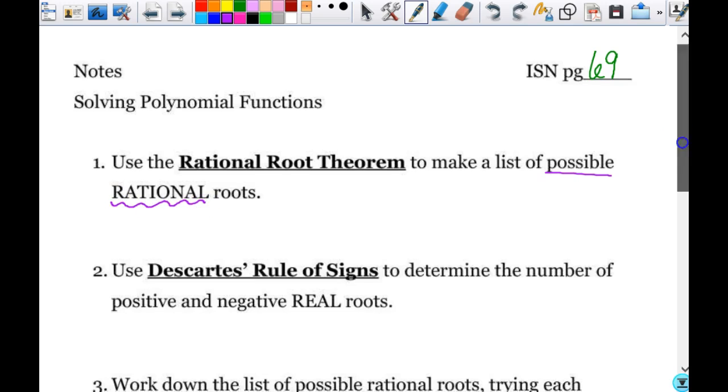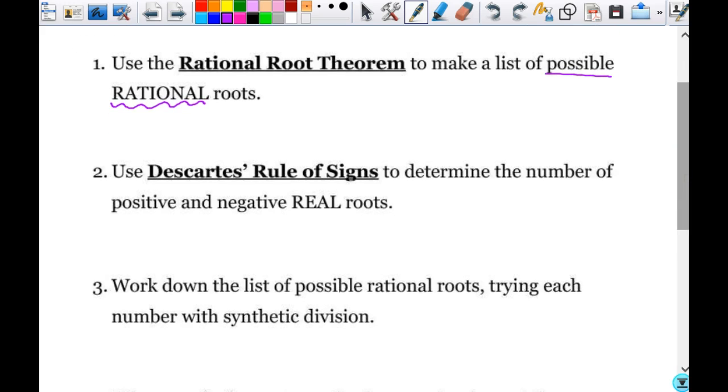Descartes' rule of signs lets you determine the number of positive and negative real roots. So that could include our irrational roots as well, but it doesn't include the imaginary ones. All right. So here's what we're going to do. We're going to do both of those things, which we already know how to do because we did that yesterday.